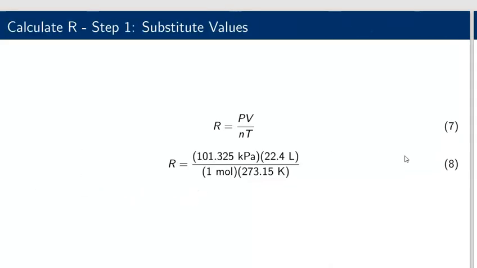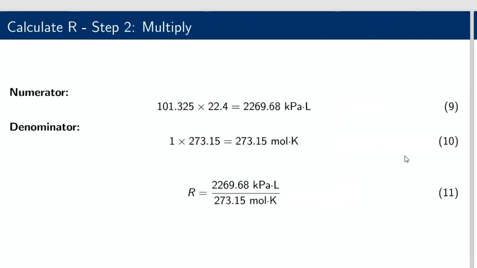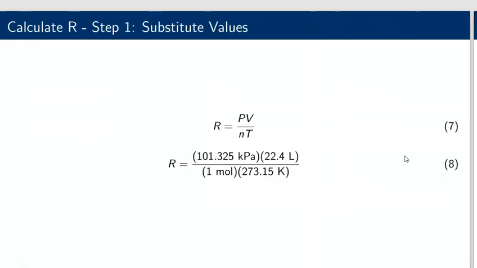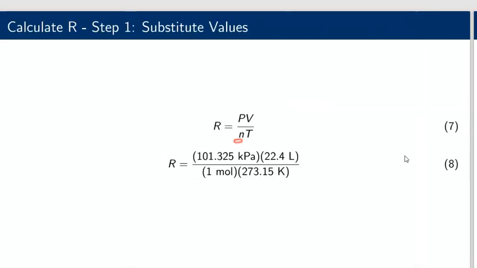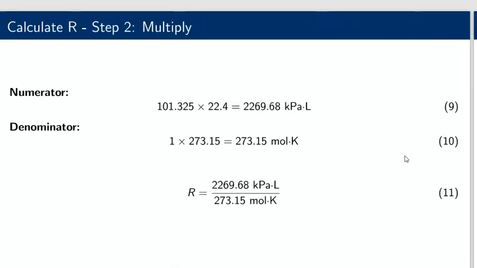Now if I plug in, we know that R is equal to PV by nT. So P is 101.325, V is equal to 22.4 liter, n is equal to 1 mole, and T is equal to 273.15 Kelvin. The numerator is 101.325 kilopascal into 22.4 liter, so that will give 2269.68 kilopascal liter, and the denominator is 1 into 273.15, so that will give 273.15 mole Kelvin.